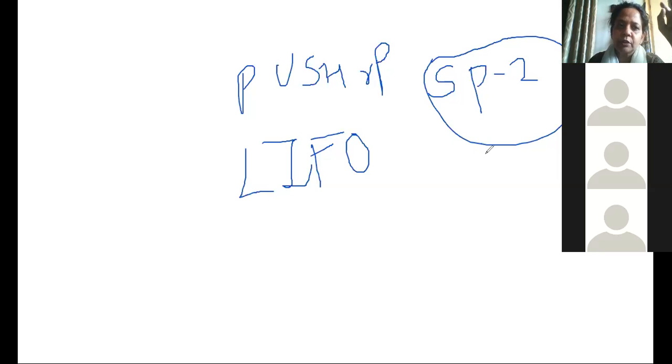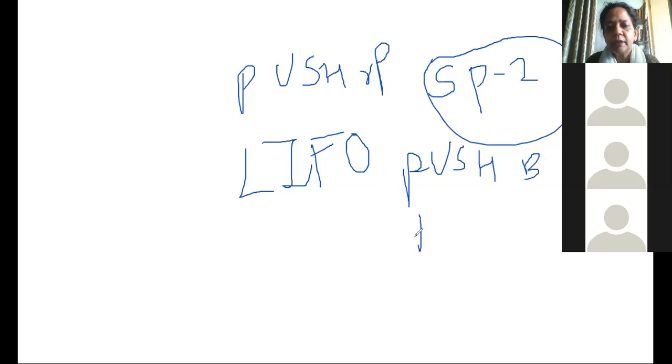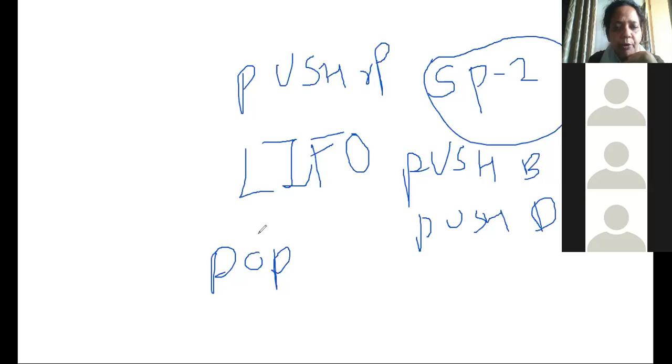And push instruction is nothing but your stack, which is last in first out. So in whatever order you have pushed, you will have to take out the contents in exactly the reverse order. So if I have said push B and then push D, while removing the contents of the DE register pair or BC register pair, I will use an instruction which is called pop.